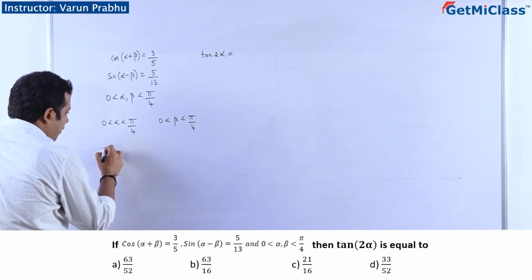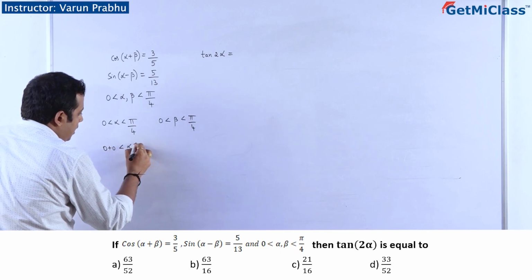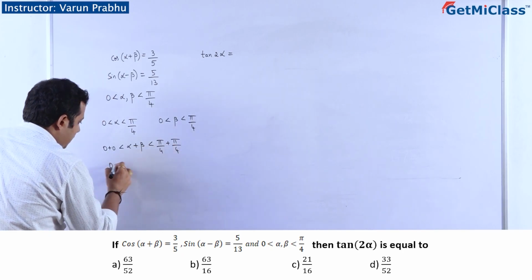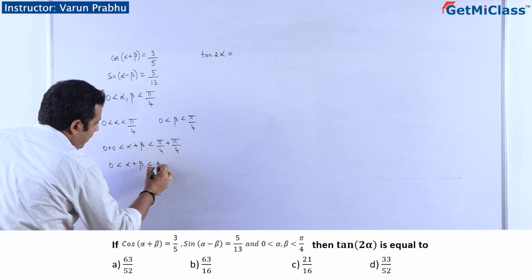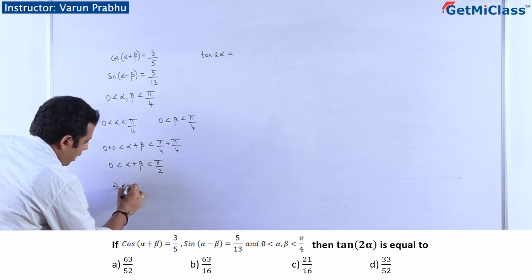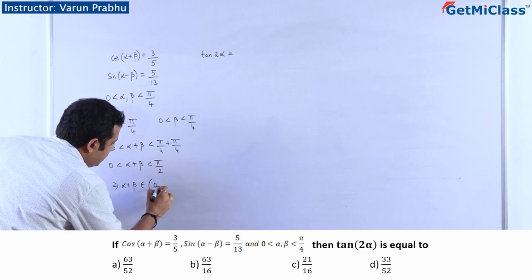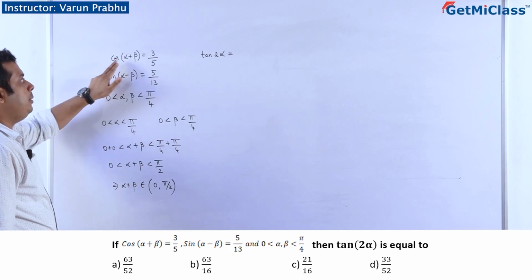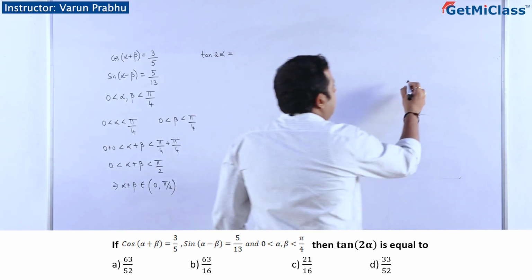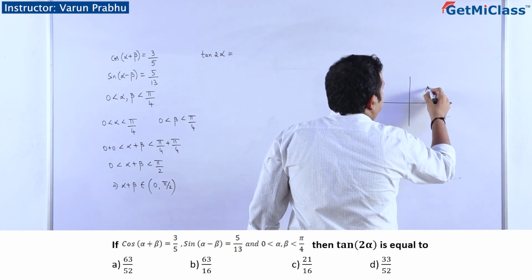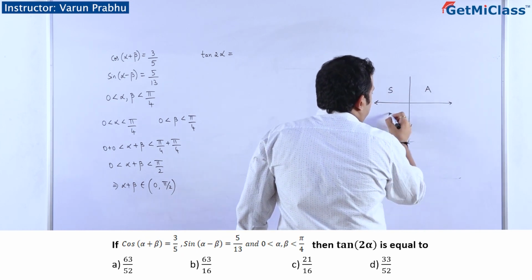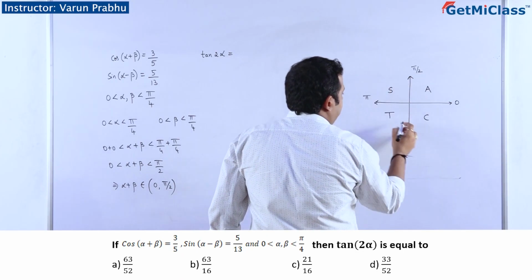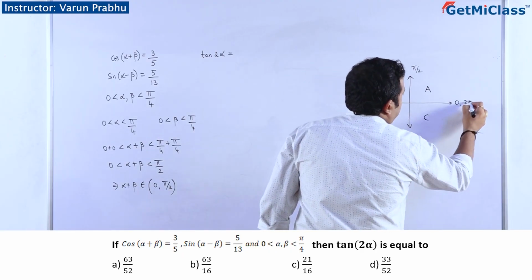So, if I add both, 0 plus 0 less than alpha plus beta less than pi by 4 plus pi by 4, right? Which means 0 less than alpha plus beta less than pi by 2. So, this only means to say that alpha plus beta will lie in the first quadrant, right? 0 to pi by 2. So, that's why alpha plus beta is positive. Cos of alpha plus beta in the first quadrant, we know all the trigonometric ratios are positive, right? ASTC, we have seen this in synopsis, quadrantal behavior of angles, ASTC. So, this is 0, this is pi by 2, this is pi, this is 3 pi by 2 and this is 2 pi, correct?